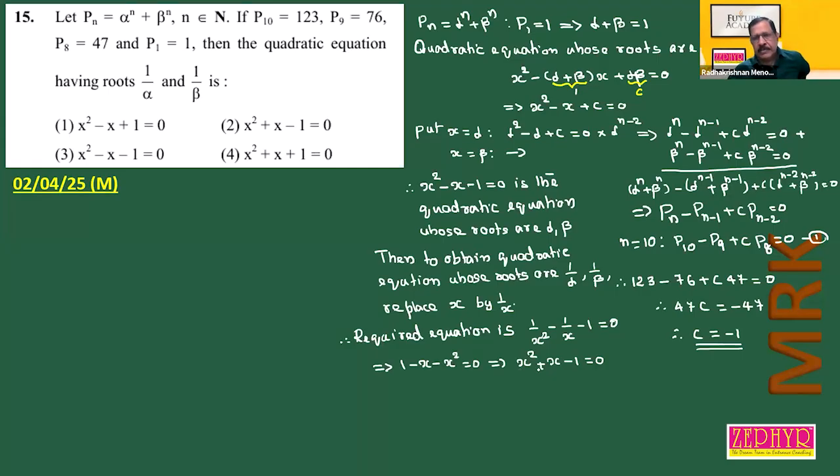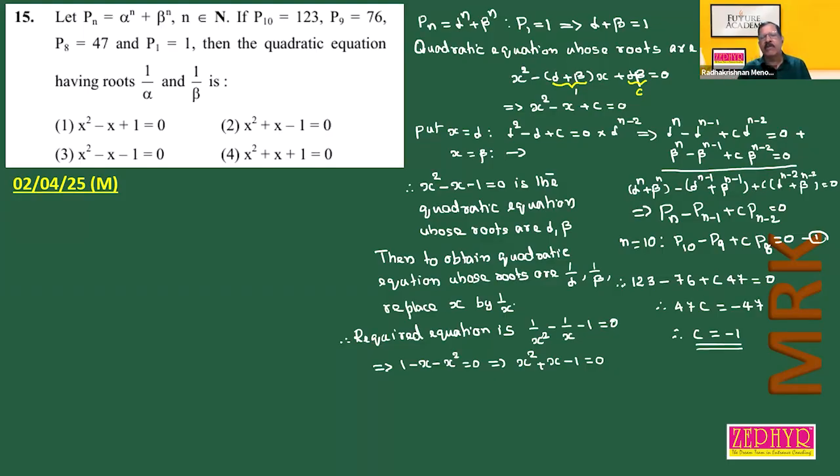So this is easier. I have given you the method. Otherwise, we have alpha plus beta is equal to 1 and alpha beta equal to minus 1 from the quadratic equation x squared minus x minus 1 is equal to 0. That way also you can find out. But I am giving you the shortcut method to find the quadratic equation whose roots are 1 by alpha and 1 by beta.